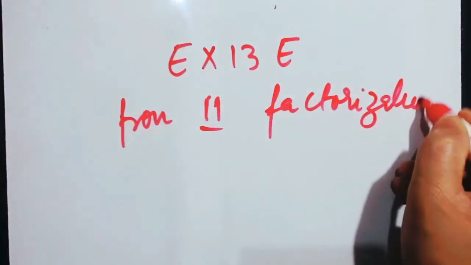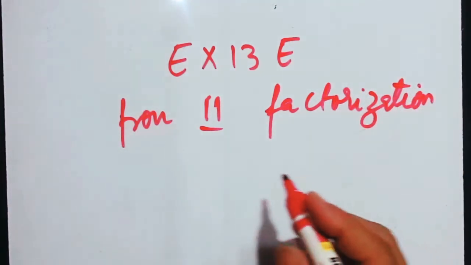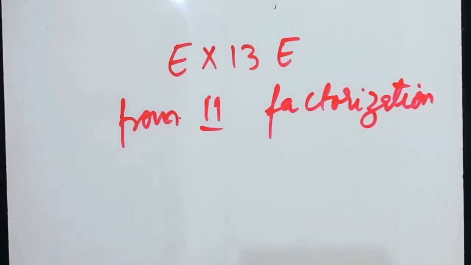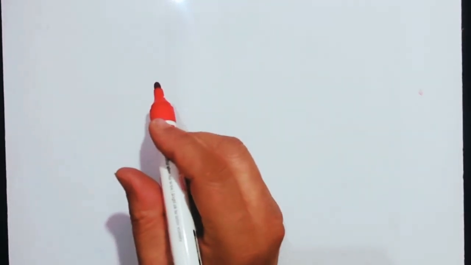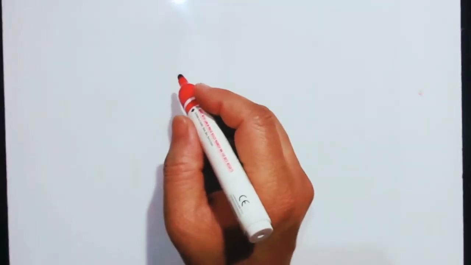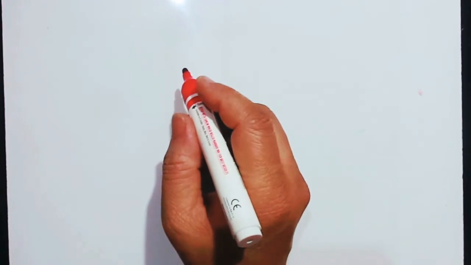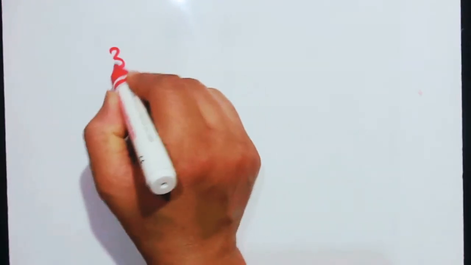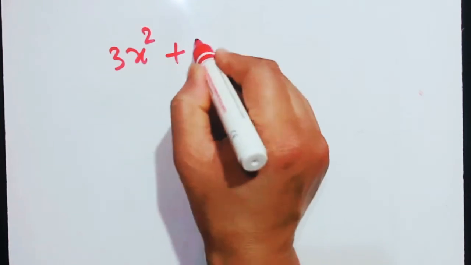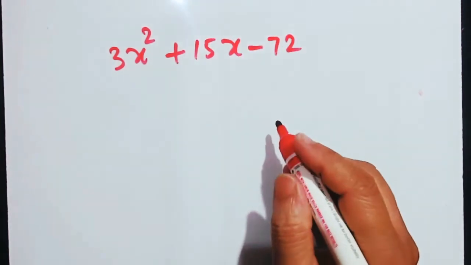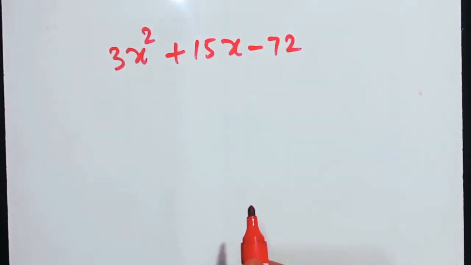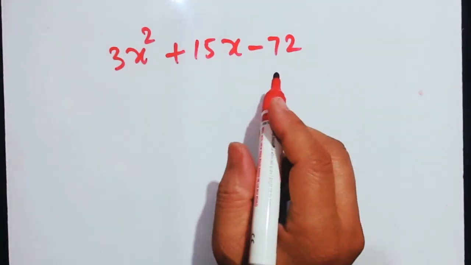Factorization. So what are the new variations from number 11? Okay, so it says that again you factorize completely. Now from 13e, all the sums talk about factorizing completely. So for example, let us take 3x square plus 15x minus 72, and they say that you factorize completely. Okay, fine. So how should you factorize completely?